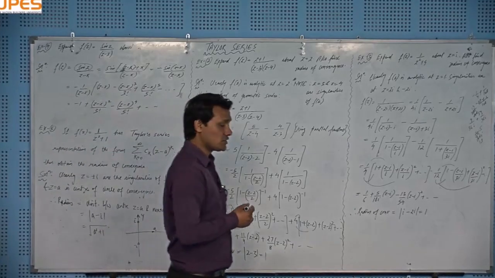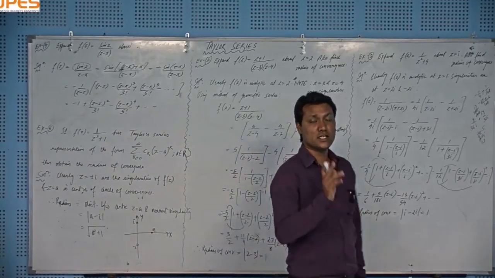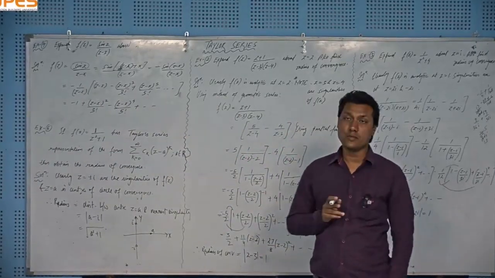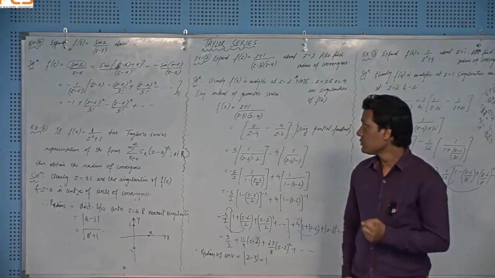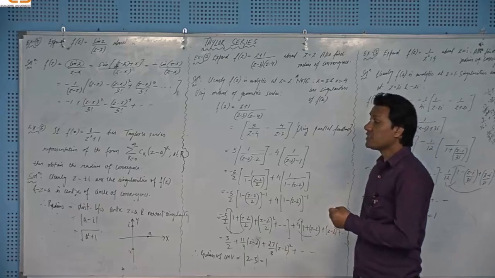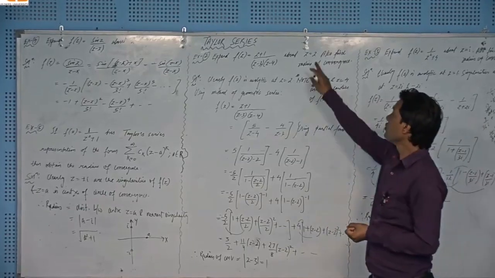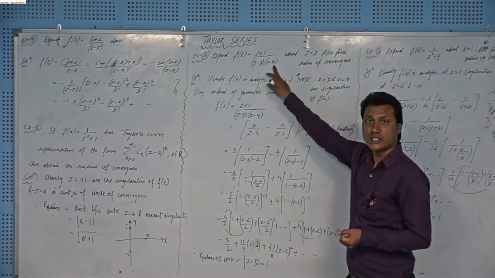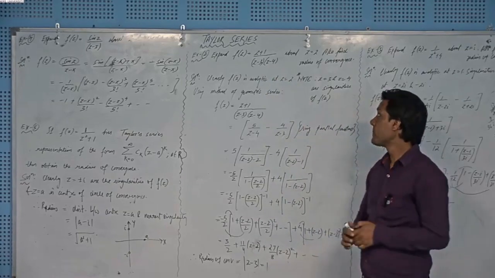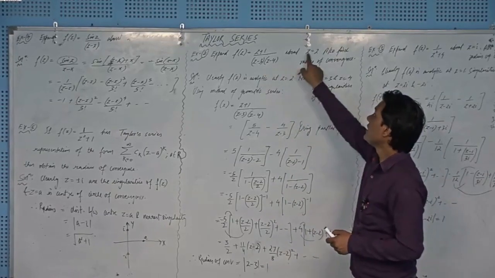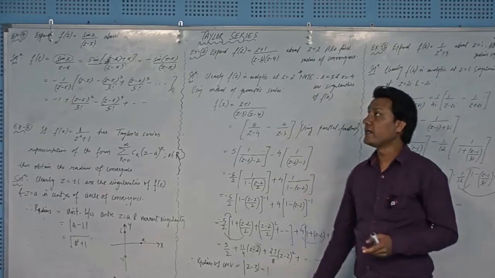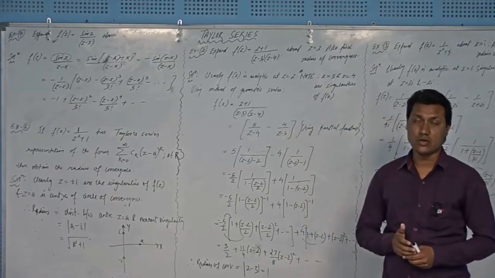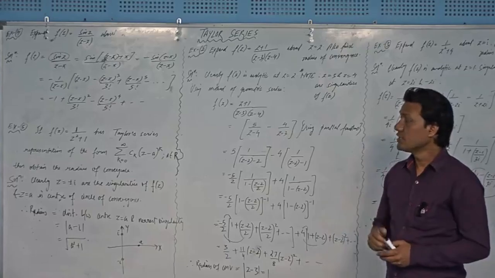So this is it for Taylor series, and remember that a Taylor series can be obtained if and only if the function f(z) is analytic at that point, meaning the point you take as the center of the series. And what happens if the function is not analytic at this point? That will be part of our next video, and that series has a special name, called the Laurent series. We'll do that in our next video.